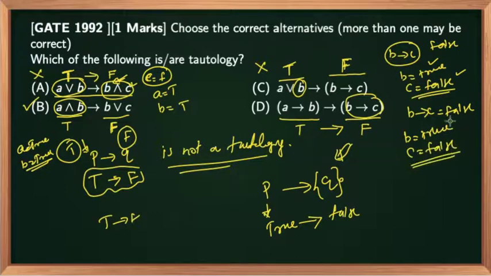Okay, so I know that B is true and C is false. So B implies C is false. Now since I know B is true, A implies B will always be true. So I have true implies false. So that means D is also not a tautology. So the answer should be B.